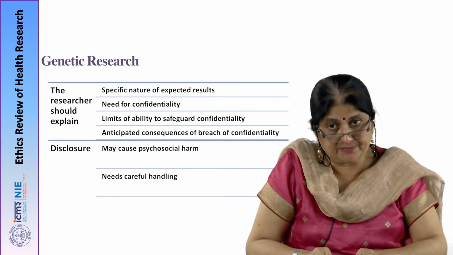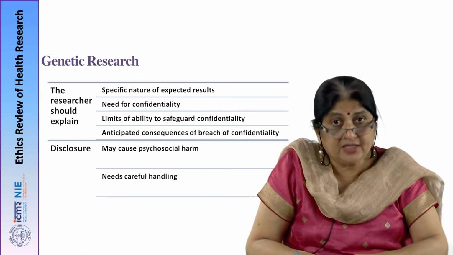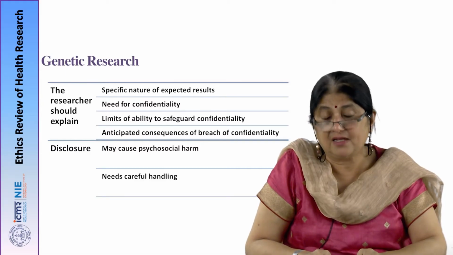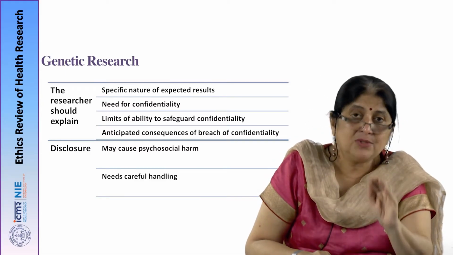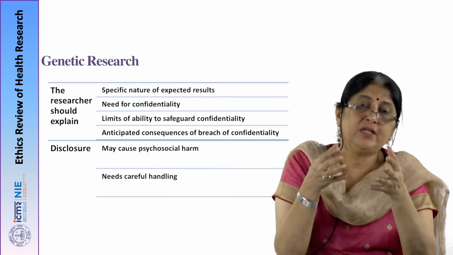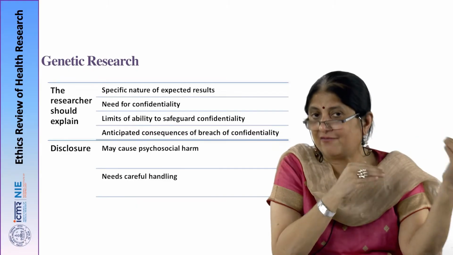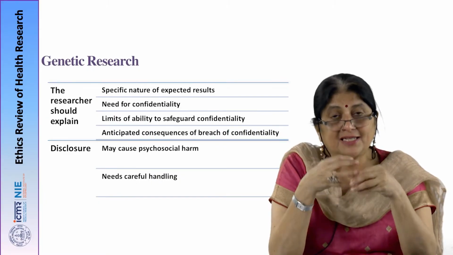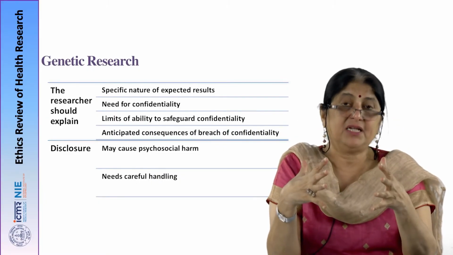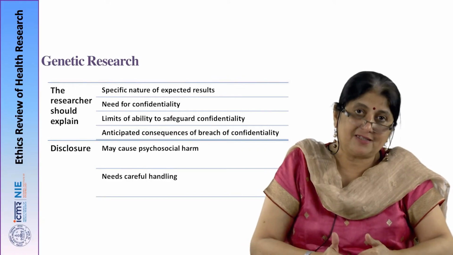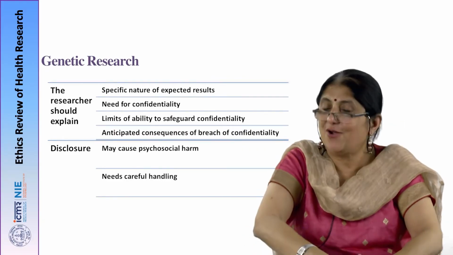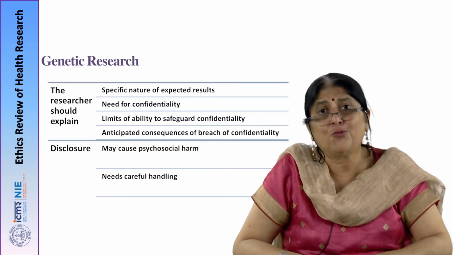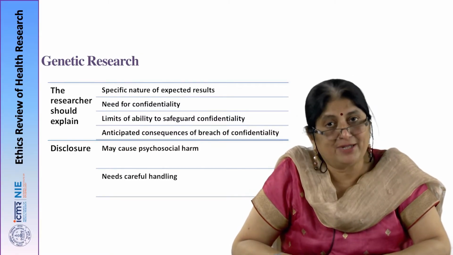When genetic research is planned, this is very crucial. The researcher should explain the specific nature of expected results. It is important. The counseling during genetic research is probably the crux of the whole aspect. Just like when we are doing an HIV testing, the counseling is very important. The patient needs to understand the type of research or the type of test that is being done and what are the implications of the results and whether they want to know the results or not. If it is some genetic disorder that is being studied which you can do nothing about, they may not want to know, they may not want to participate. All this has to be explained well.